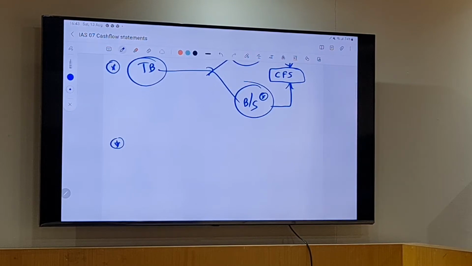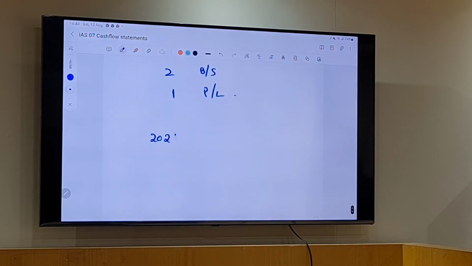for me to prepare a cash flow statement, at minimum, I should have 2 balance sheets and 1 P&L. What do you mean by this? Now, 2021, 2020, I must have a balance sheet. P&L, which P&L do I need? I need the P&L for this year. This one is not important. Okay? So, this is the second scenario. This is the normal general understanding.